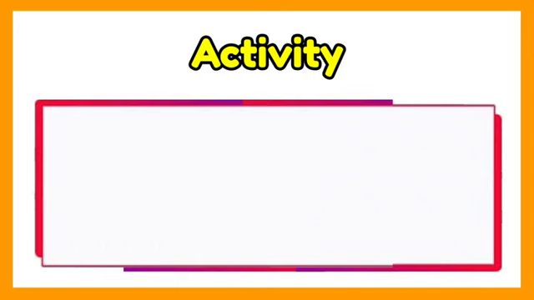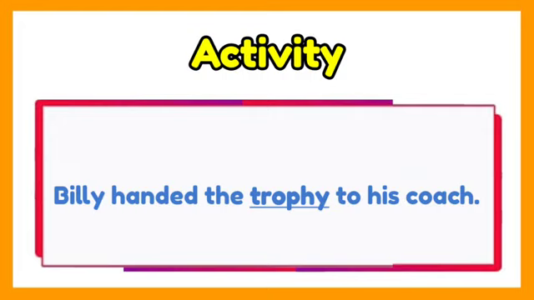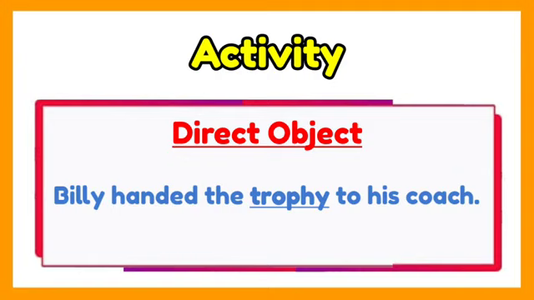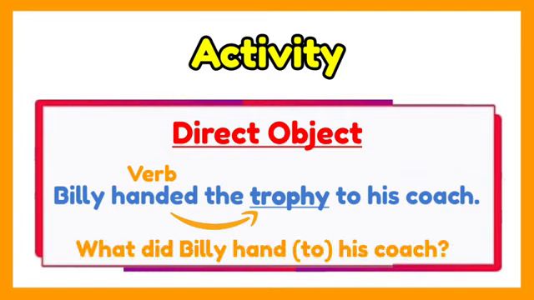Okay, next. Billy handed the trophy to his coach. The answer is direct object. Why? Because it receives the action or the verb, which is handed. It answers the question, what did Billy hand to his coach?